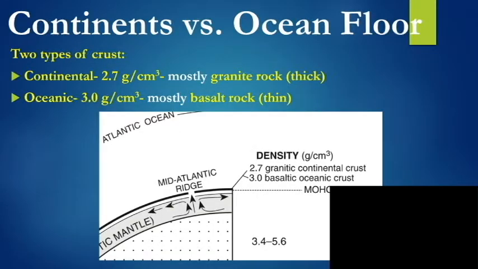Okay. So again, two types of crust. The continental crust is what continents are made up of. So think of all the continents. It's less dense, 2.7, than the oceanic crust, which is 3.0. So continental crust is actually floating on top of oceanic crust.